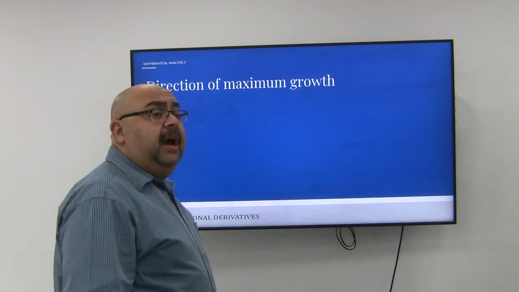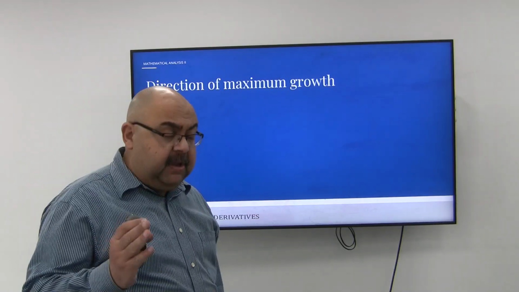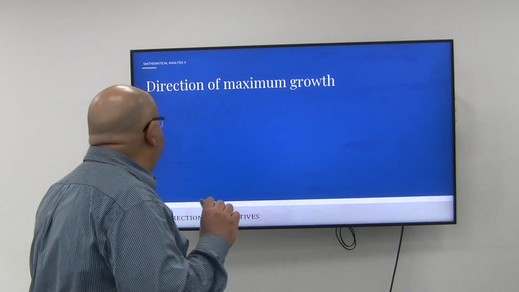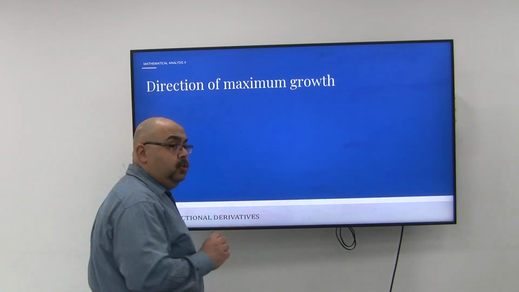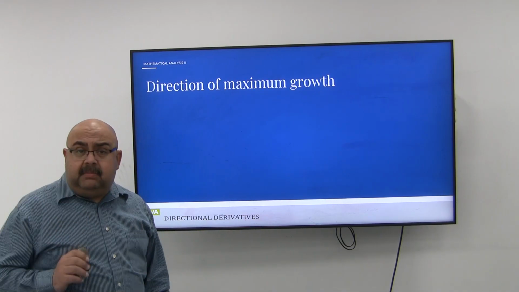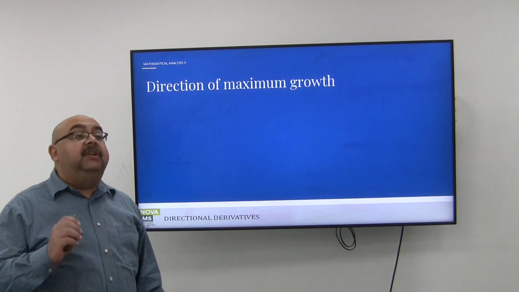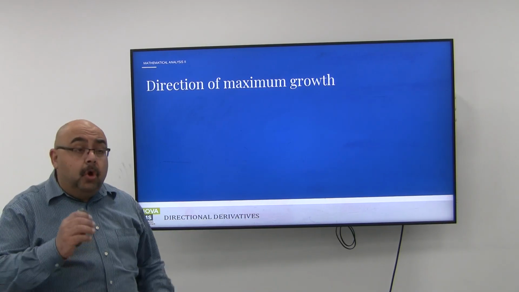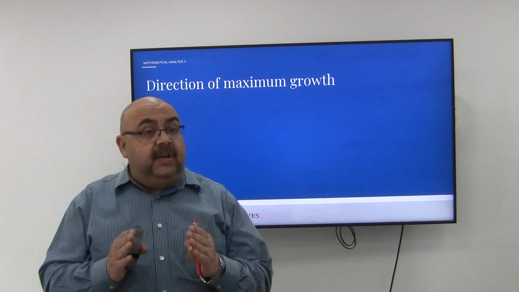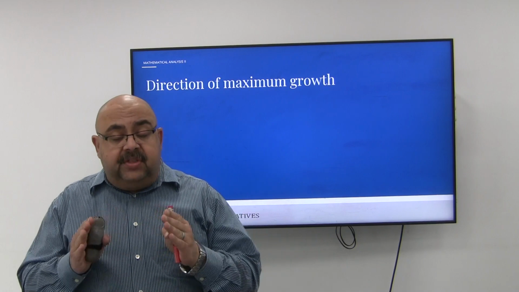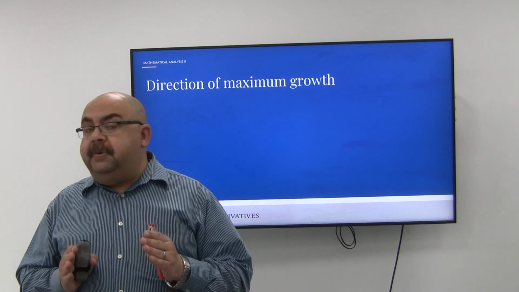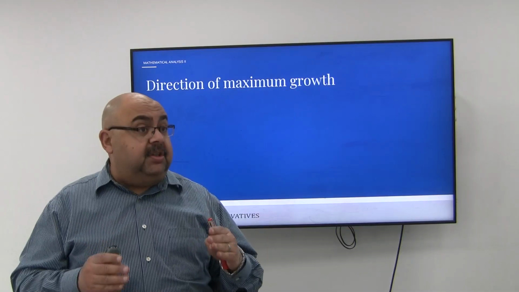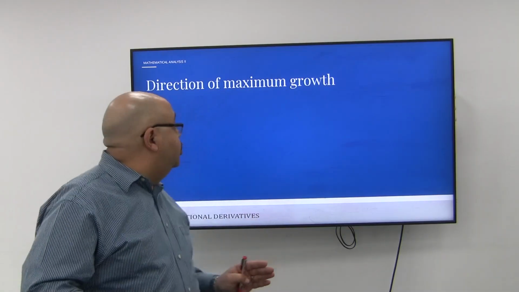Now I want to identify the direction of maximum growth. The direction of maximum growth is really very simple. It is when the vector is equal to the gradient vector. So once you find the gradient vector, use this gradient vector to be the vector that you are studying, the directed derivative in its direction.